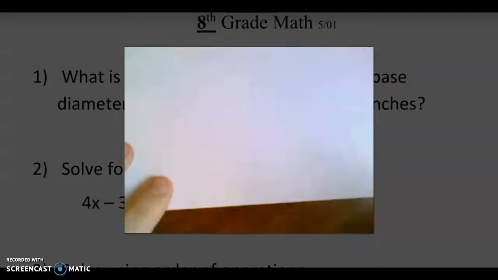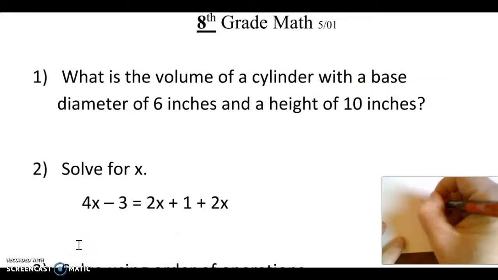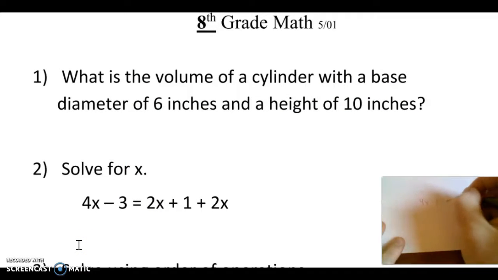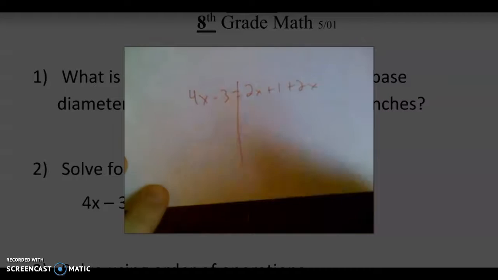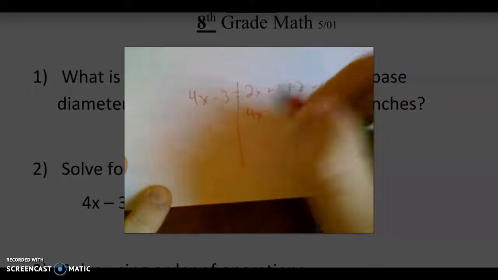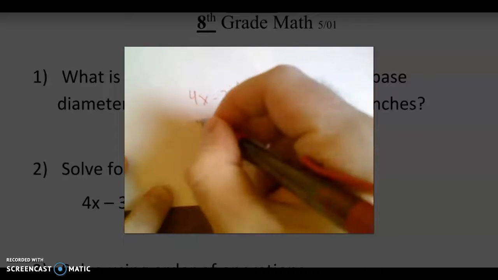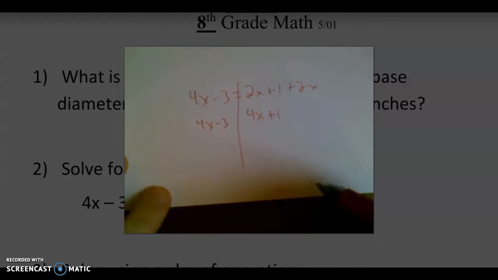Number 2, solving for x. 4x minus 3 equals 2x plus 1 plus 2x. So right away, I notice that the right-hand side, I can combine like terms. So I take 2x's and 2x's and get 4x's. And then, of course, plus the 1. Left-hand side is 4x minus 3. And some of you already realize the issue that's going to happen here.